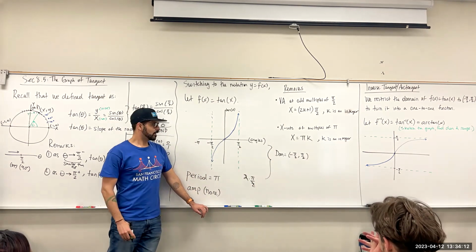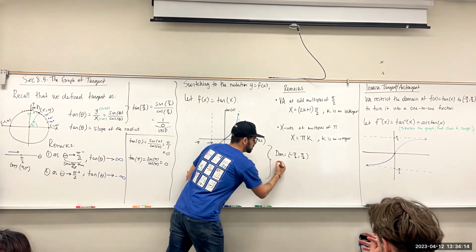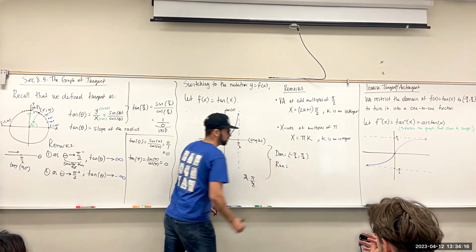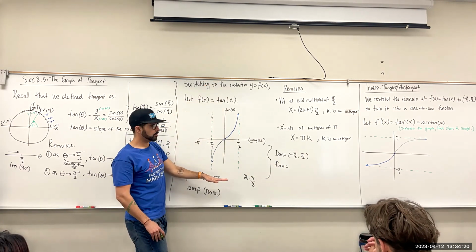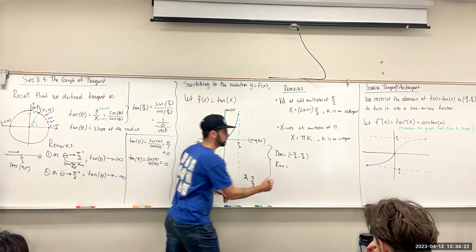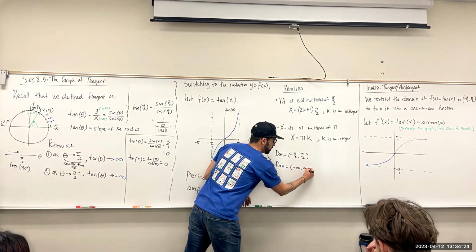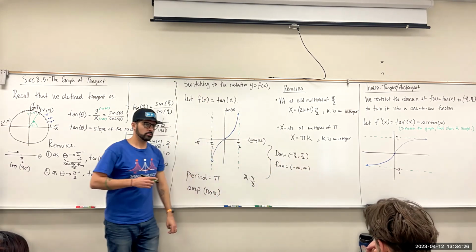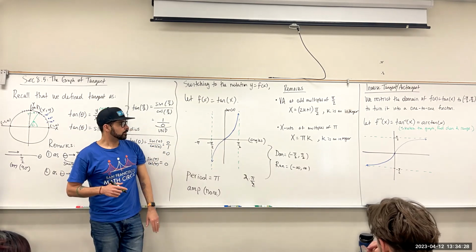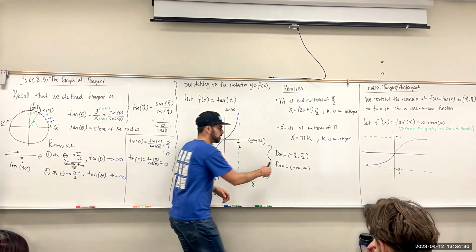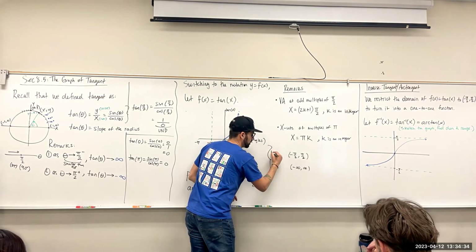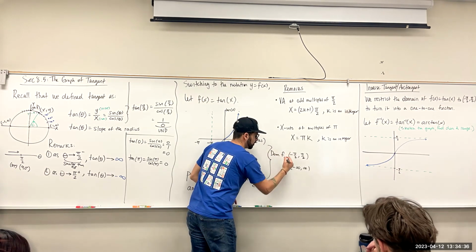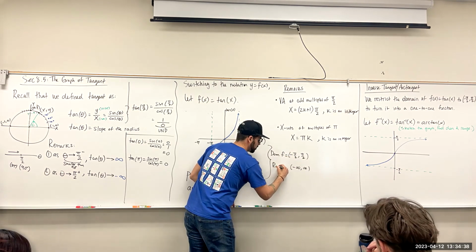Positive pi over 2. What about the range? Yeah, there's no smallest y value and there's no biggest y value, right? So we're just using everything you learned in the first few weeks with function stuff. Okay, let me be specific. This is the domain of f, and this is the range of f.